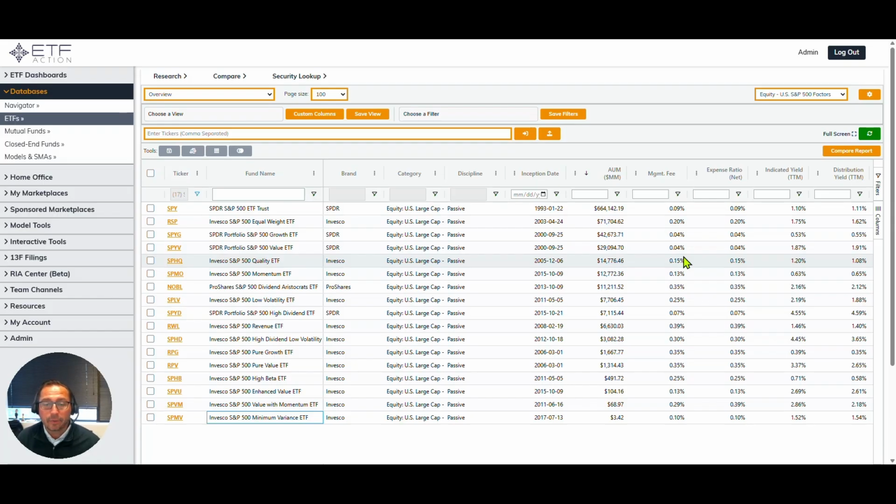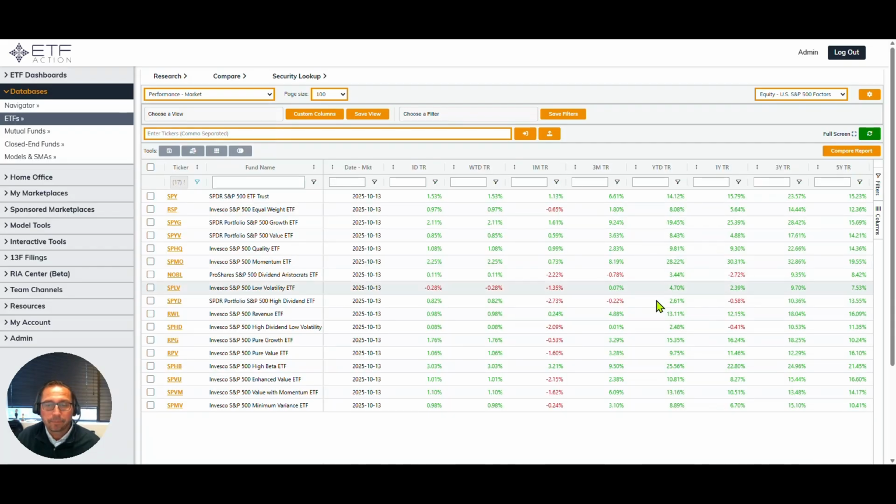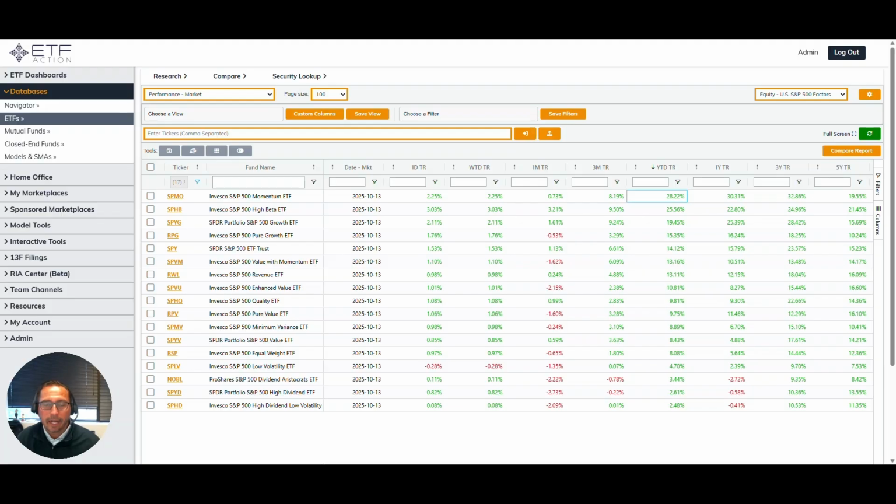But what I like to do when I go through this is just start off really simple. What are the leaders year to date? So I'm going to change my data tab to my performance tab, and I'm just going to sort by year to date. And let's see what we got here. Not surprisingly, this has been a momentum market year to date. So SPMO is up 28%. As an FYI, you can see this is data as of close on 10/13. I'm recording this on 10/14.